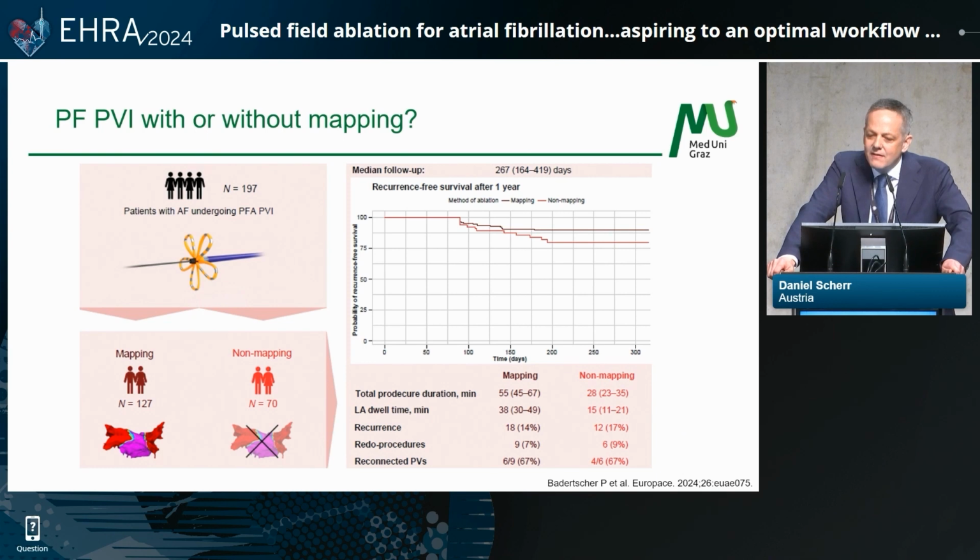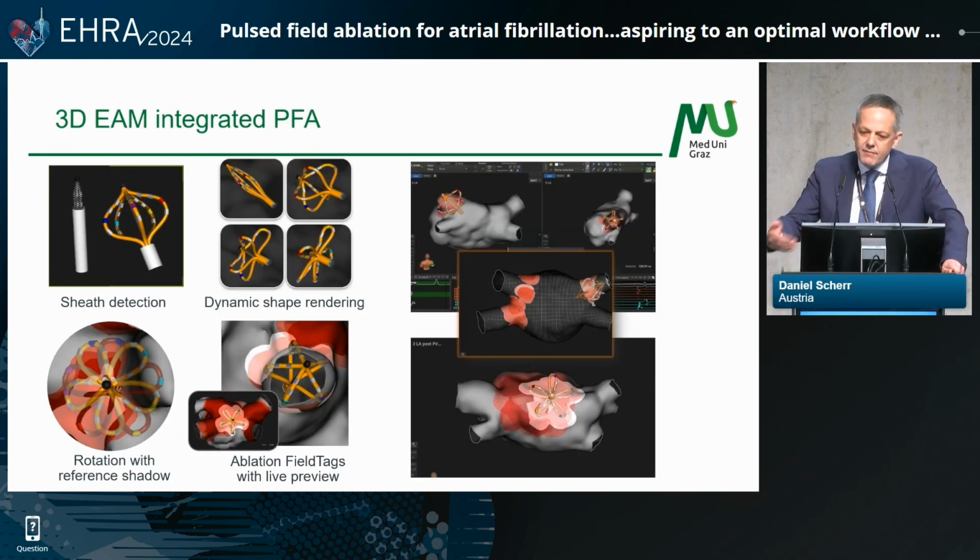Another thing is the introduction of mapping. Now we have nice single shot tools, and PF is of course working as a single shot tool. Should we systematically introduce mapping? That's still an open question. There is preliminary data out of Basel, Christian Sticherling's group, that showed that the investment of mapping, but maybe true 3D electroanatomic integration of the PFA systems with new features, like really seeing online the shadow of your ablation, like seeing ablation field tags, seeing where you apply the lesions may help, and this certainly has to be investigated if it has the potential to improve our success rates.